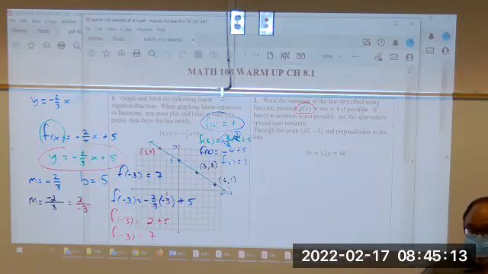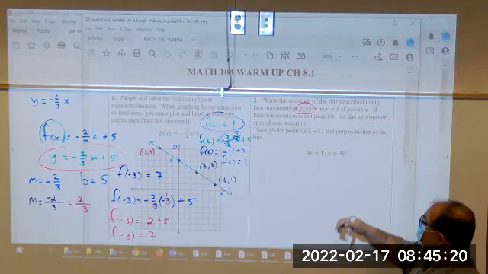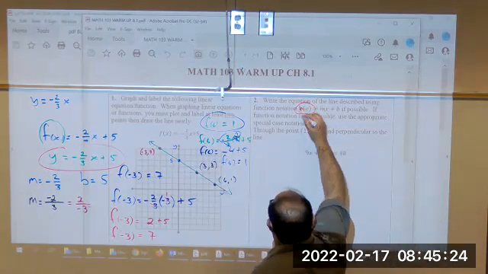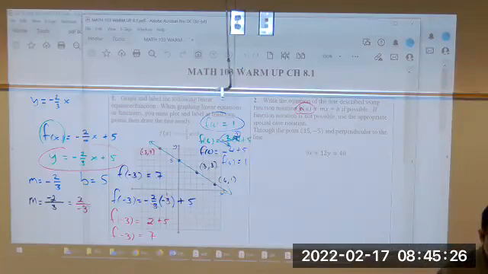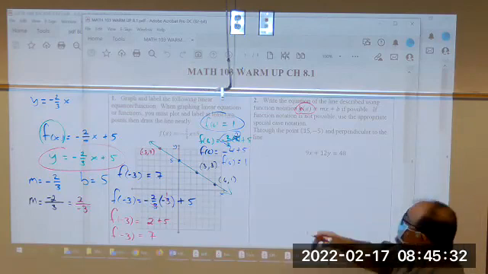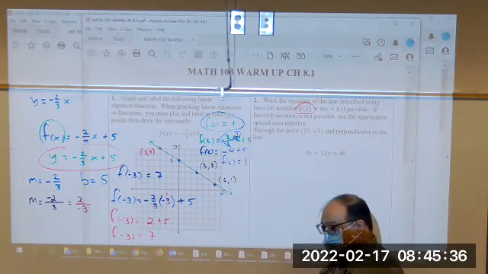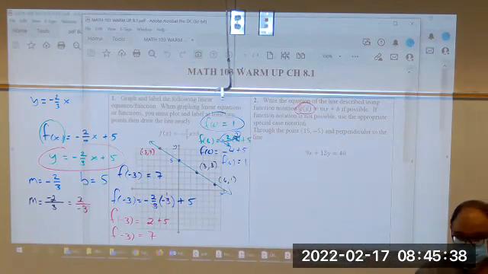Make sure you use the correct name of the function. If it says f of x, you're going to call it f of x. If it says g of x, you're going to call your final answer g of x. If this said h of x, then you would call your final answer h of x. If it said t of x, then you would call your final answer t of x. Whatever the directions tell you, make sure you follow the direction. Okay? Don't lose a silly point because you didn't follow the direction.